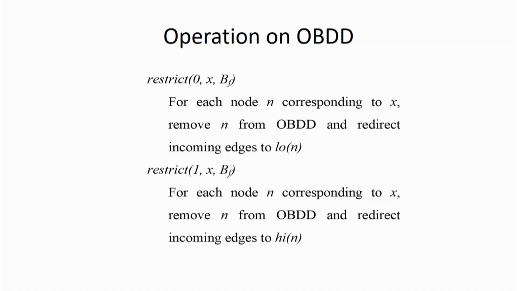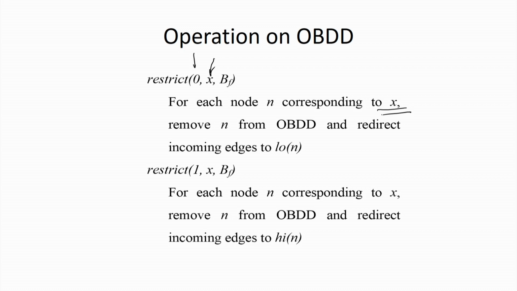This is very simple. Restrict 0 x of f means that the variable x is restricted to 0. That means we are saying x is equal to 0, and we are not looking at what happens when x equals 1. So, for each node corresponding to x, because for every variable x we may have several nodes, we remove n from the OBDD and redirect the incoming edges to low of n.